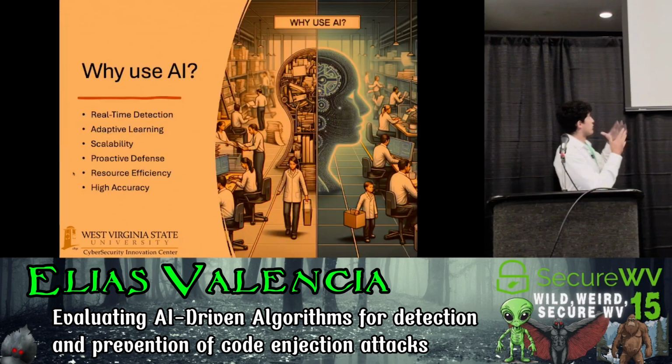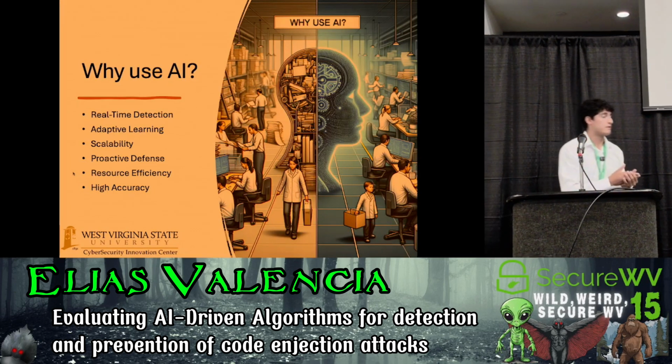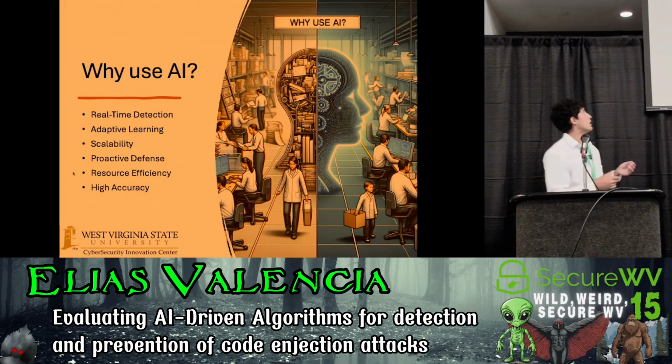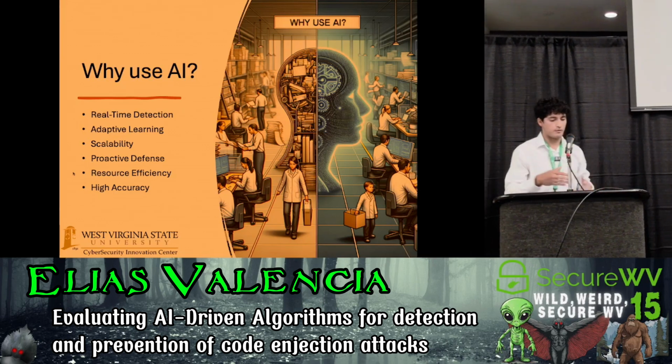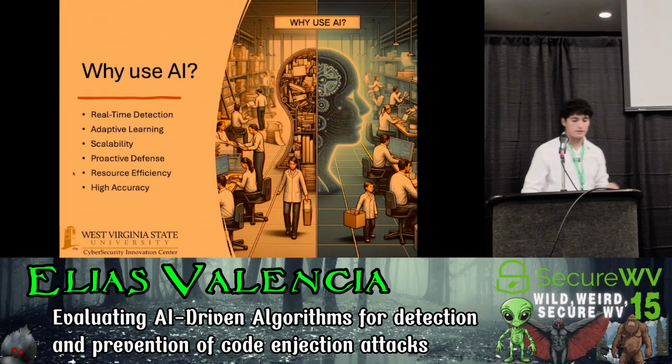Now, as I said before, AI provides real-time detection. It's adaptive. You can train the machine. It's scalable. It provides proactive defense, resource efficiency, and it's accurate, very accurate when you train it properly.